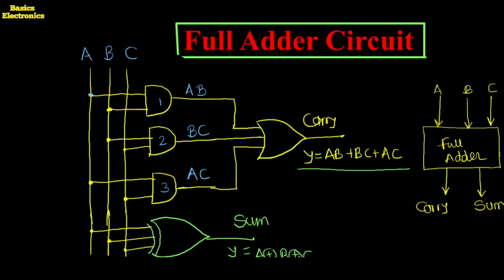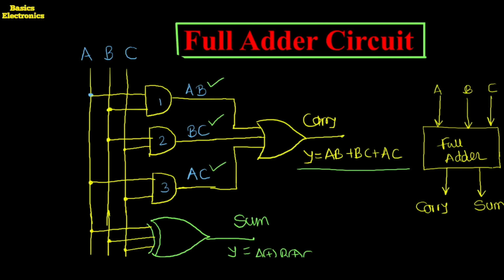Here the inputs are A, B, C. From these three inputs, two of them we apply to the first AND gate, two of them we apply to the second AND gate, and the remaining two we apply to the third AND gate. We have to make the combination of the two binary bits from the three binary bits. First one is the AB, then second one is the BC, and third one is the AC. The AND gate we are using for generation of the carry. So here the three carries are obtained. We require only one carry.